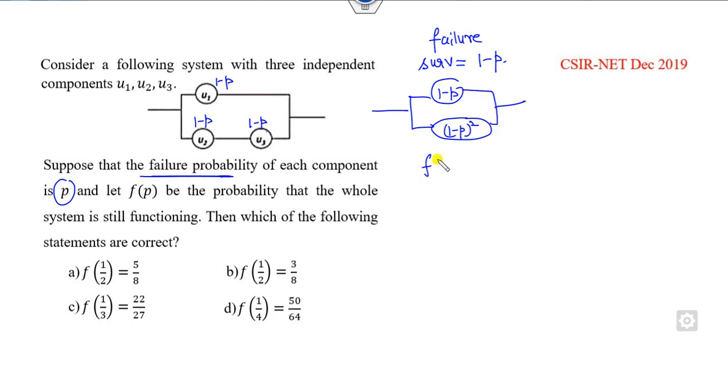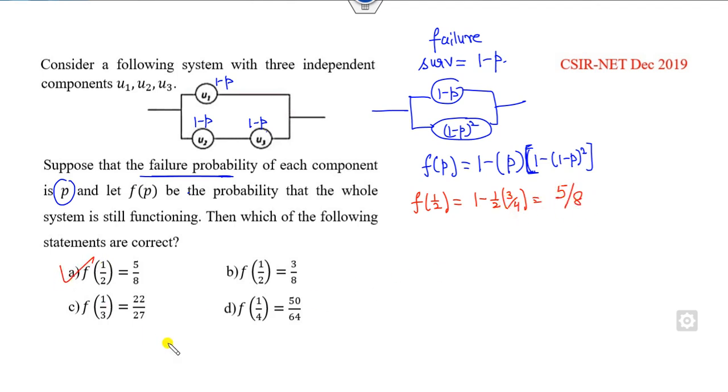Fine. So what is my F of P? It is the probability of this here. So they are in the parallel. So 1 minus of this P, 1 minus of this, 1 minus of this. This is the expression of F of P. Now you can check your options. What is F of half? So 1 minus half. It's 1 by 4, 3 by 4. Fine. So it's 3 by 8. So if you subtract from 1, it's 5 by 8. So 5 by 8 is correct.